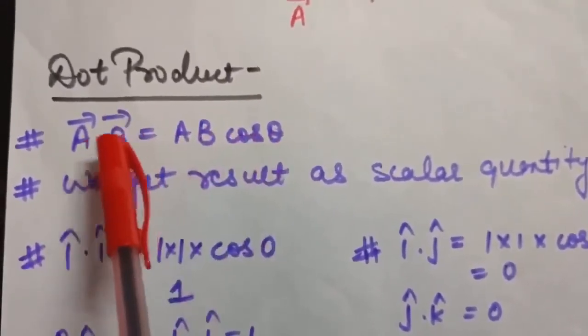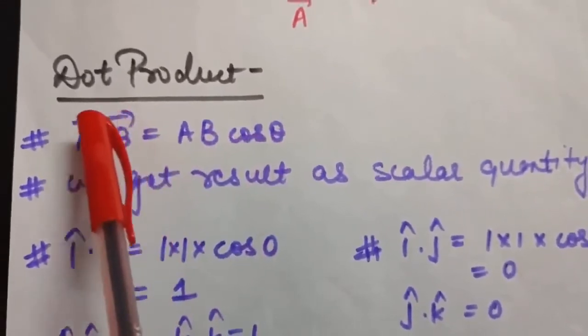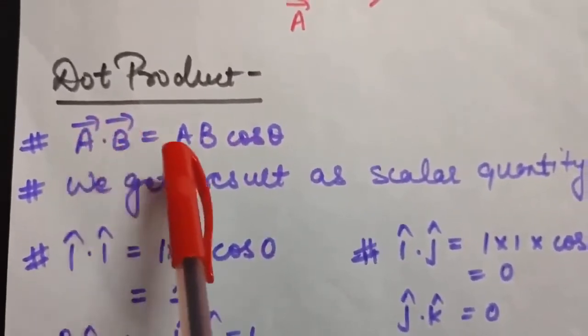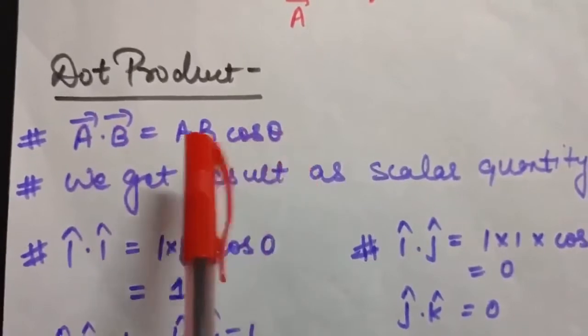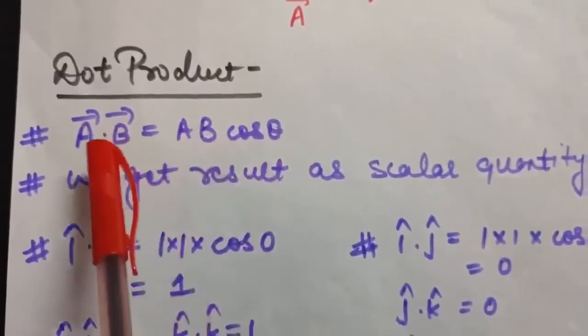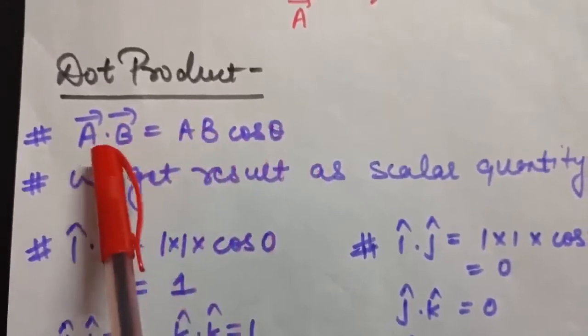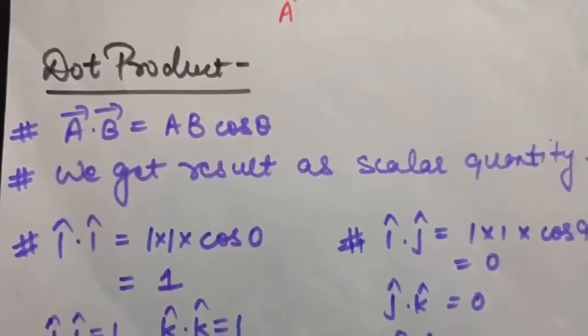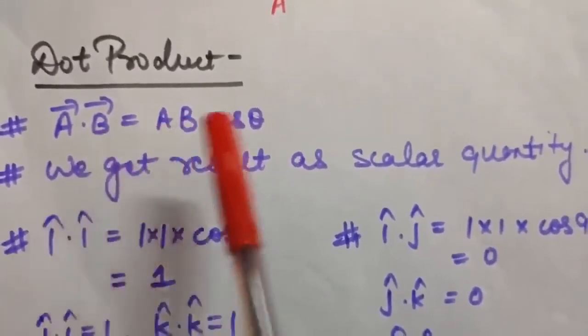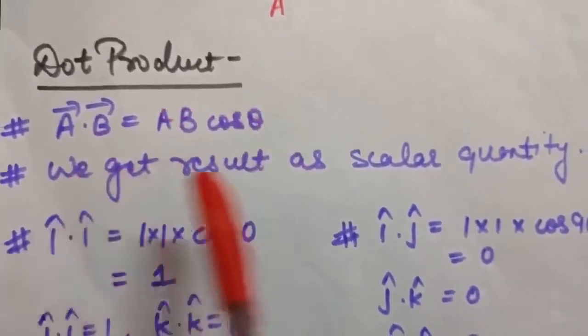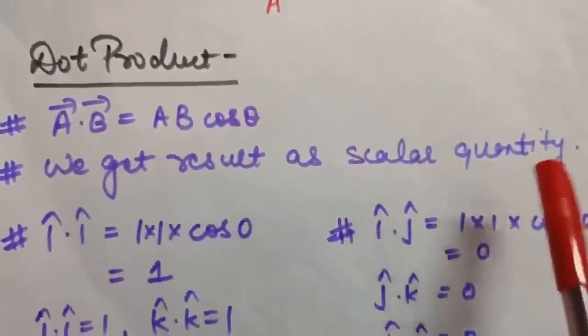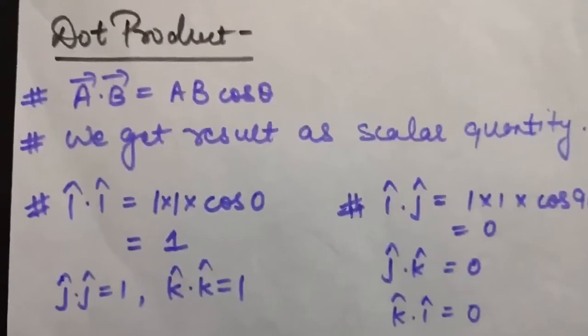So A dot B is called a dot product, and its formula is AB cos theta, where A and B are magnitudes of vectors A and B, and theta is the angle between the A and B vectors. Now, when you solve any dot product, the result will always be a scalar quantity. Let us look here.